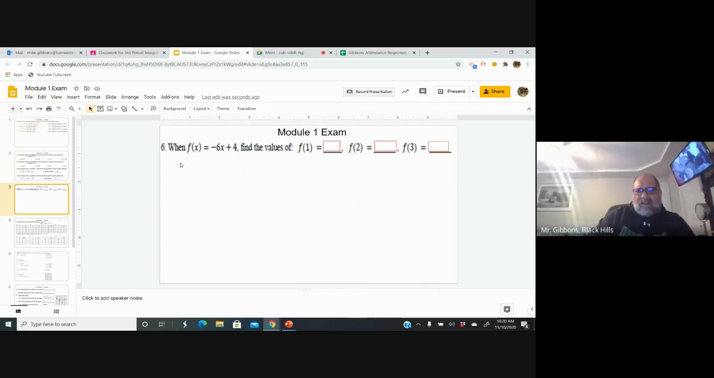All right. They give you f of x equals negative 6x plus 4. So they gave you an explicit formula. And by the way, that's linear. And your slope would be the negative 6 and your y-intercept would be the 4. All right. But when they give you an explicit formula, you should be able to find f of any number with direct substitution. So let's look at this first one right here. What is f of 1?